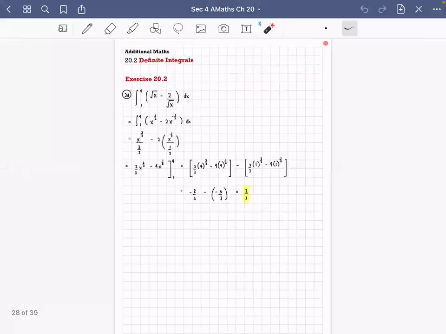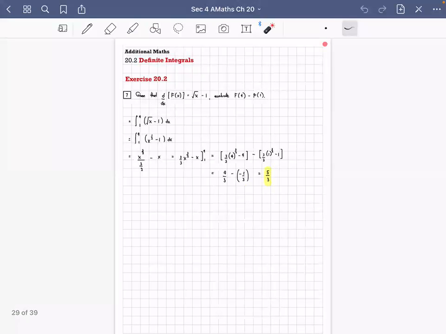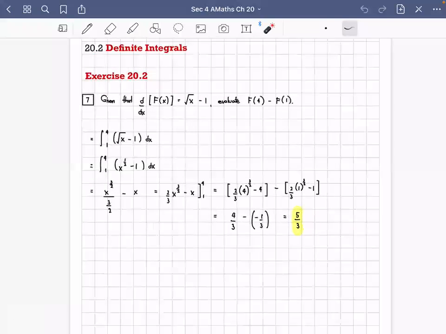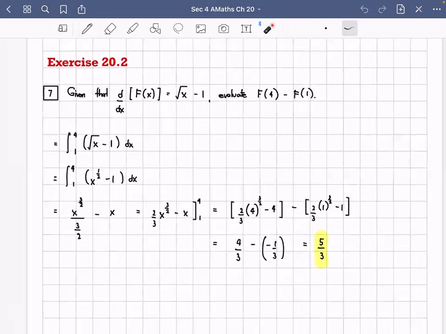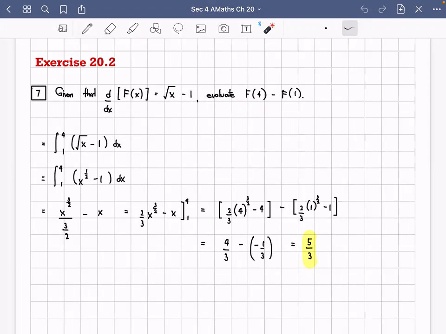So I took one question from exercise 20.2. Will you please go to page 440. This is question number 7. Given that the derivative of f of x is equal to root x minus 1, let's evaluate f of 4 minus f of 1. So again, 4 as your upper limit and then 1 as your lower limit.